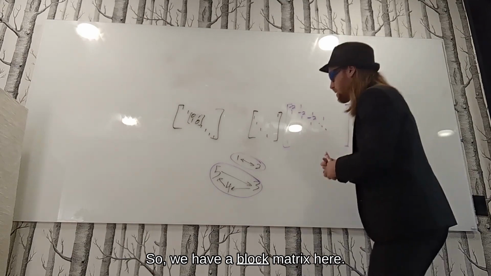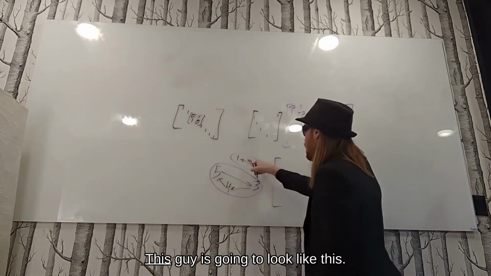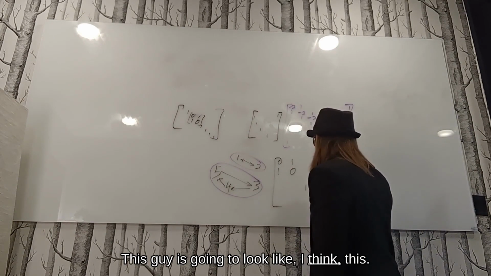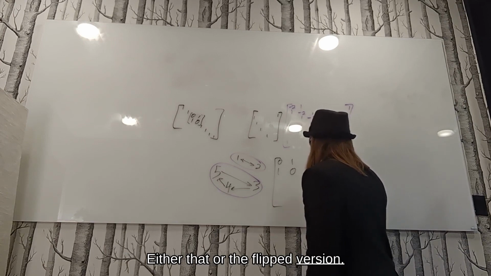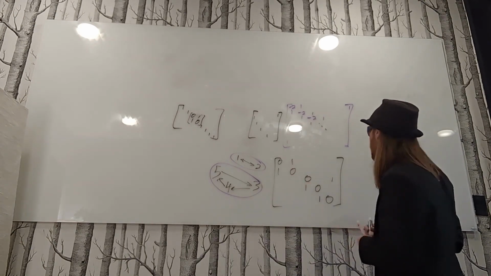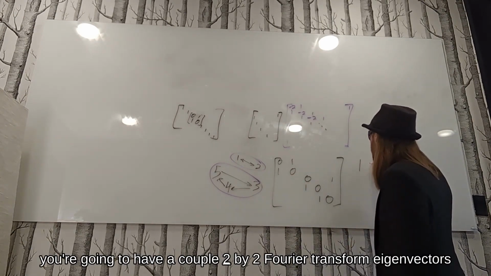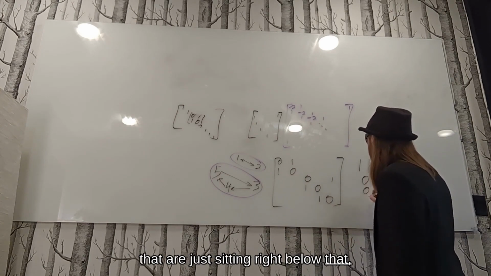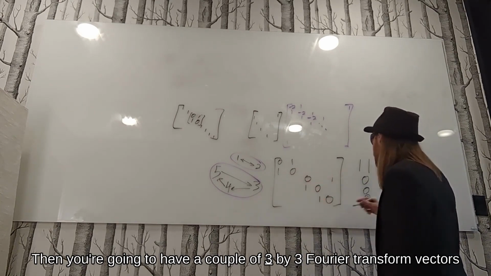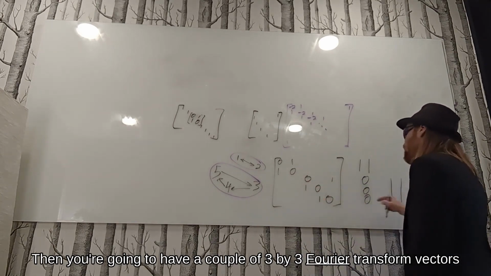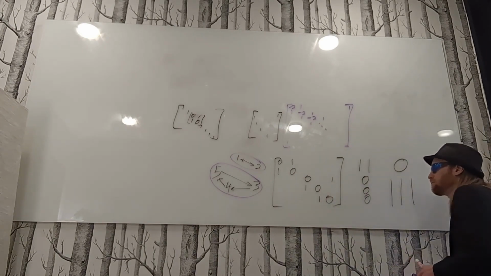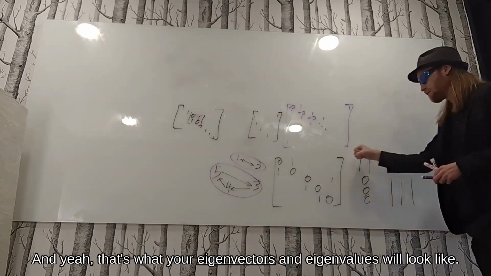So if we have a block matrix here, this guy is going to look like this. This guy is going to look like, I think, this. Either that or the flipped version. So then the eigenvectors, you're going to have a couple of 2x2 Fourier transform eigenvectors that are just 0 below and basically just interact with this part. Then you're going to have a couple of 3x3 Fourier transform vectors that only interact with the lower part and are just 0 in the top part. And yeah, that's what your eigenvectors and eigenvalues will look like.